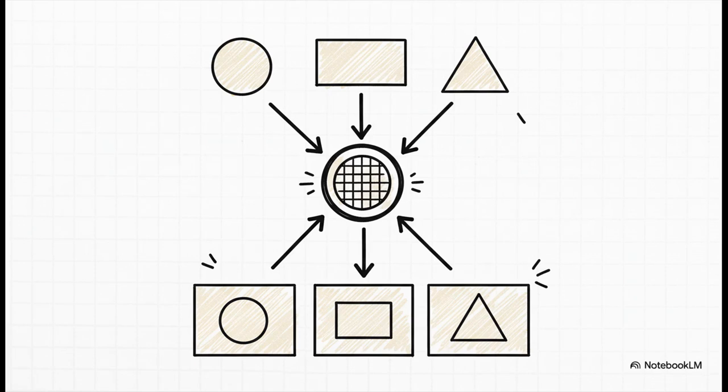Second, code reusability. This is huge. You can write one function, just one, that does something like center a shape on the screen. And because that function works with the general Shape type, it can now center a circle, a rectangle, a triangle, or any other crazy shape you invent down the road. You write the code once and it works for everything.